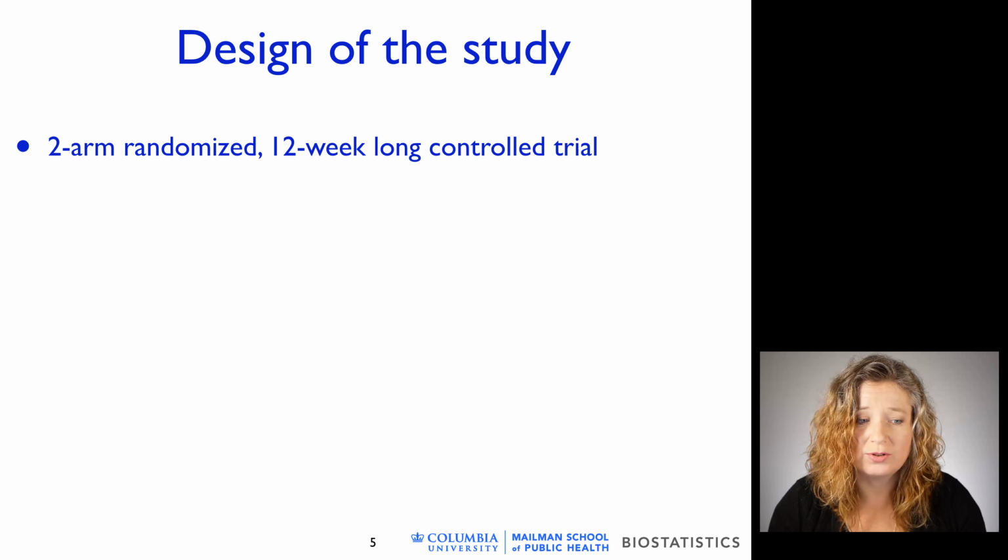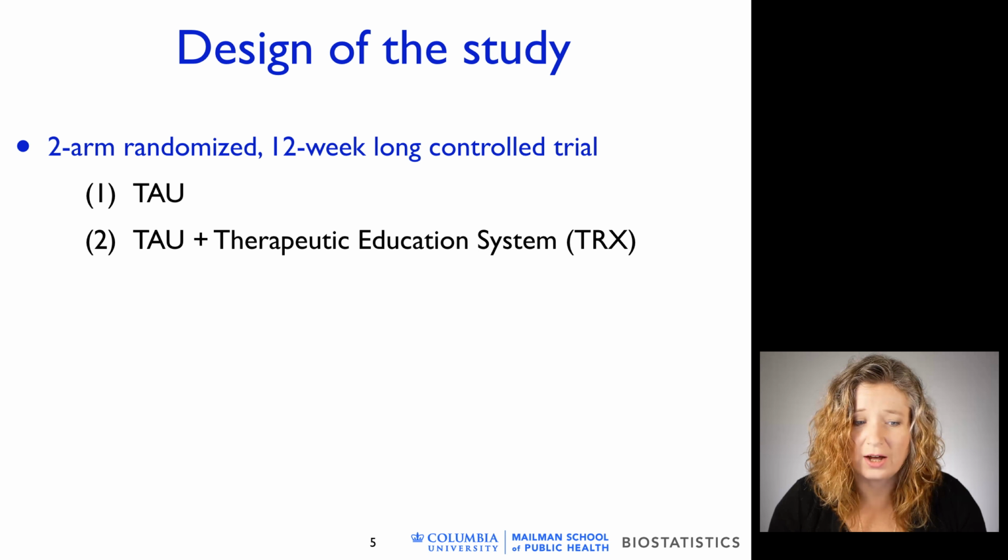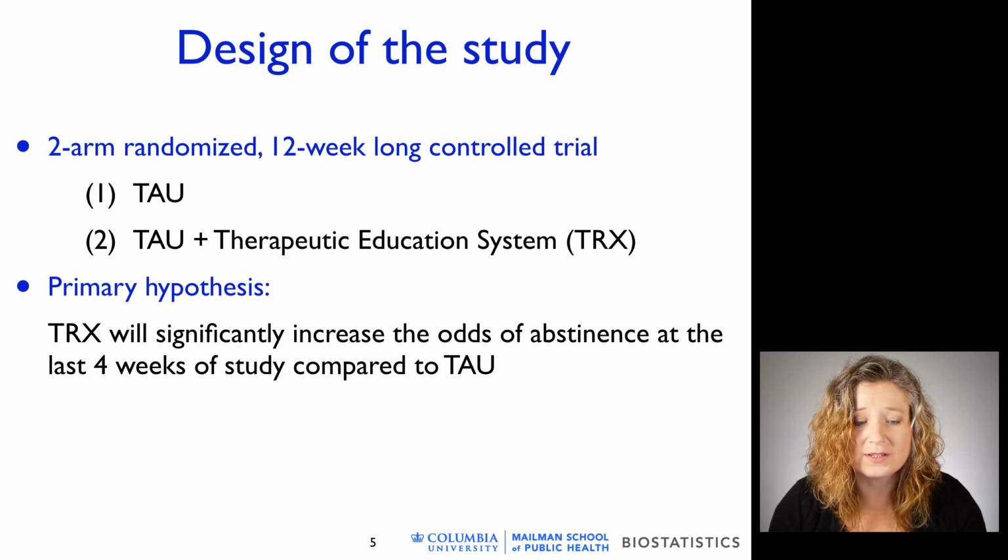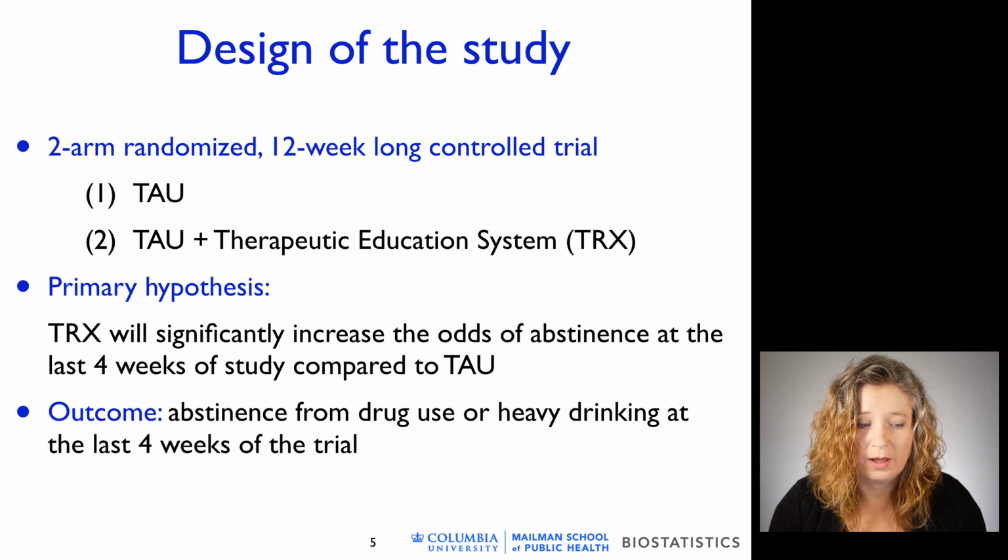So what was the study about? The study we will be using was a 2-arm randomized, 12-week-long controlled trial with 2 treatments. One was TAU and the other was TRX. TAU was treatment as usual, and TRX was TAU plus therapeutic educational system. Our primary hypothesis was that TRX will significantly increase the odds of abstinence at the last 4 weeks of the study compared to TAU. The outcome then was abstinence from drug use or heavy drinking at the last 4 weeks of the trial.